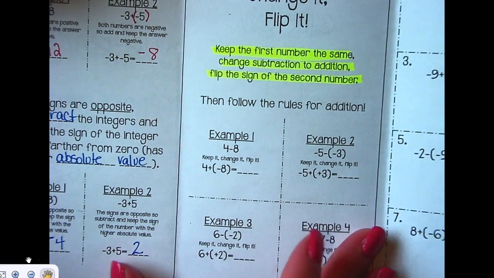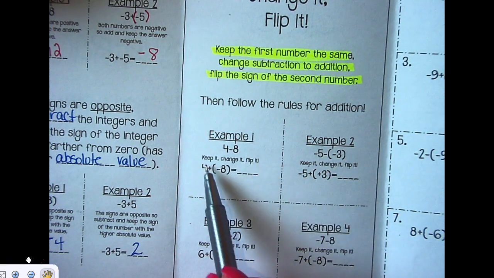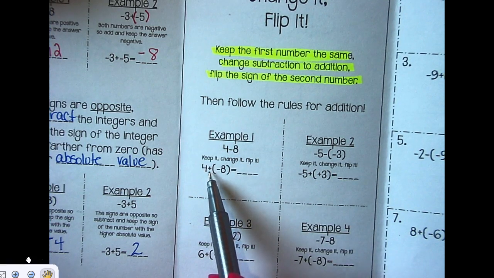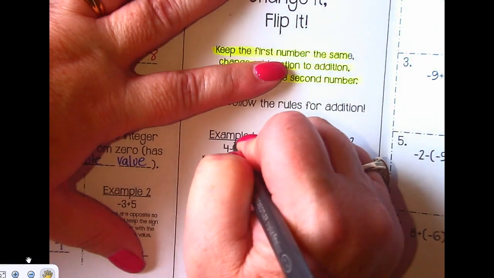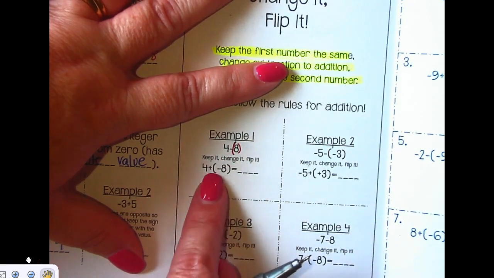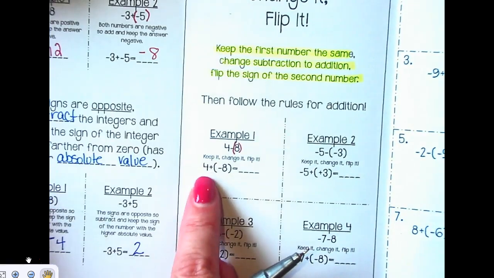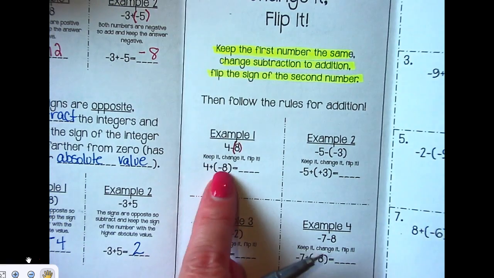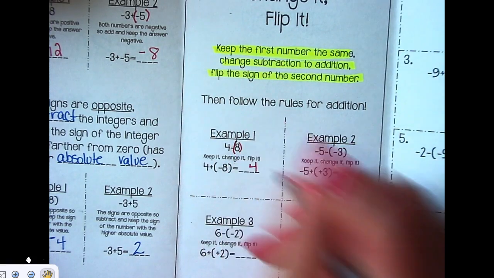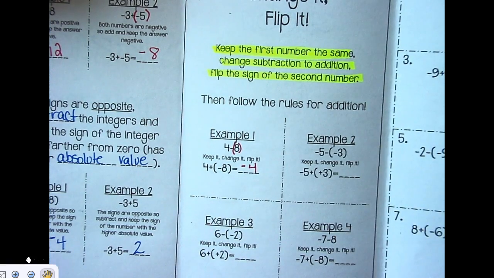All right, so let's take a look at example 1. 4 minus 8. Keep the 4. Change the subtract to add. And change this. If you look here, this is a positive 8. Subtract a positive 8. So if we change the subtract to add, we change the positive 8 to a negative 8. And now we follow the rules. Then we can go back over here. When they're different, we subtract. 8 minus 4 is 4. The 8 has the greater absolute value, so our answer is negative.